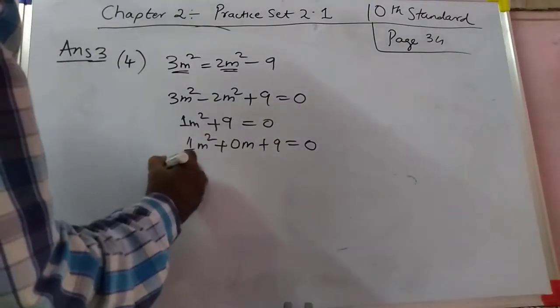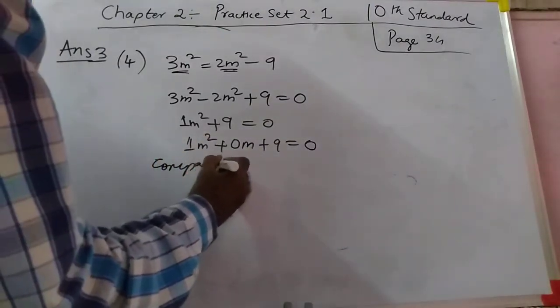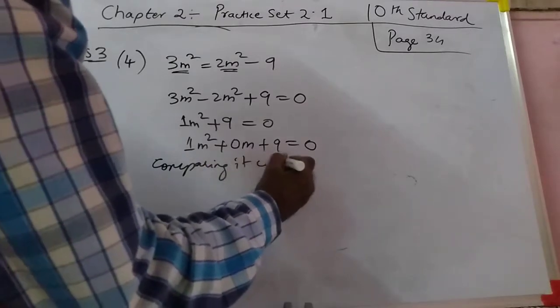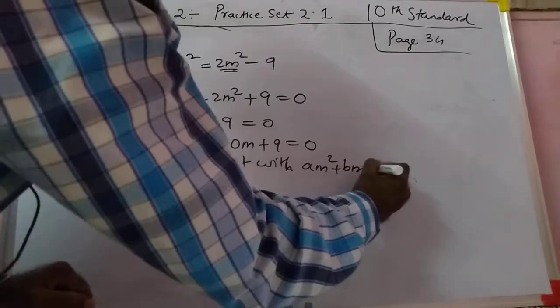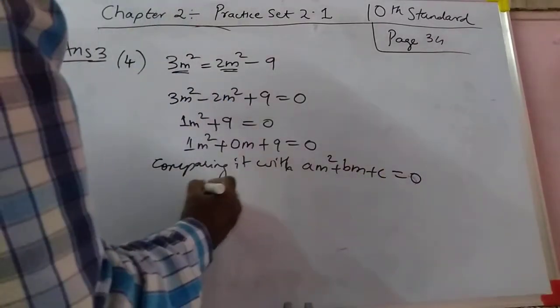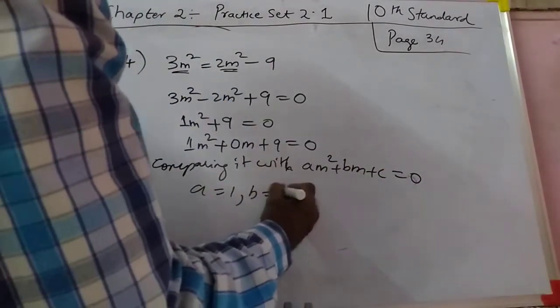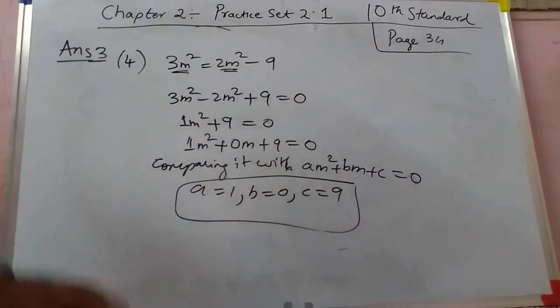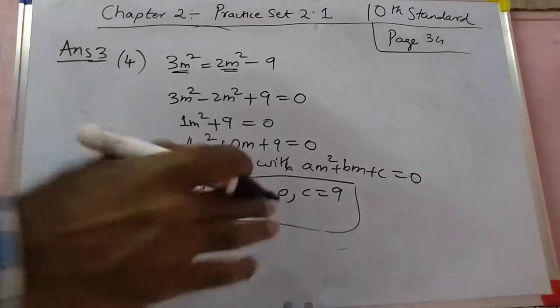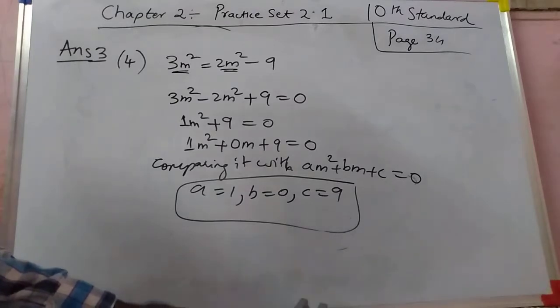Now we will compare it, comparing it with am square plus bm plus c is equal to 0. So a is equal to 1, b is equal to 0, c is equal to 9. Okay, so first, if you know how to write standard form, then everything is easy.